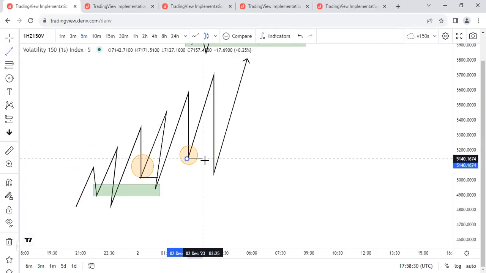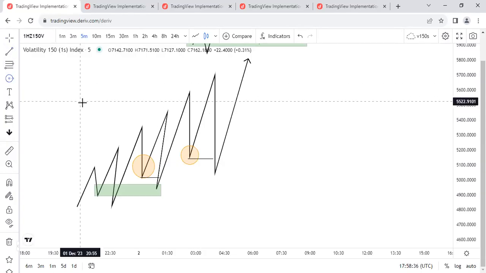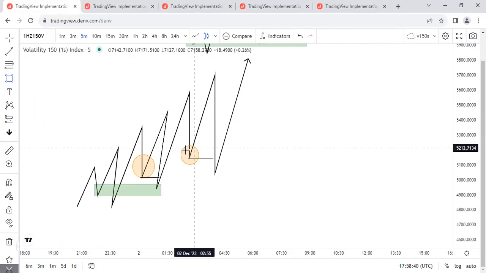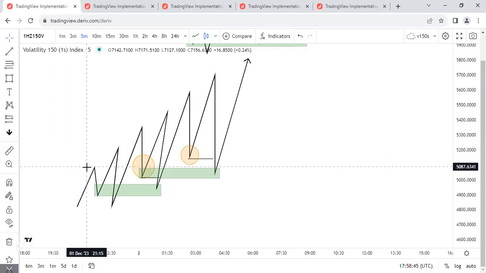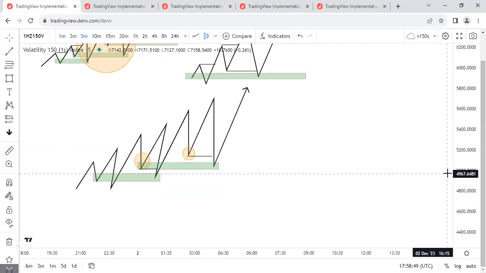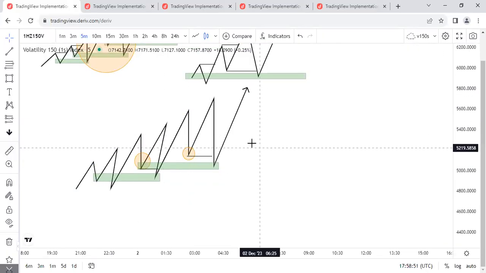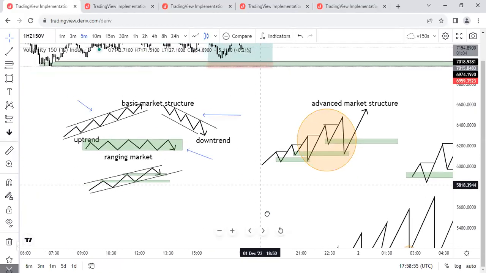Because what is the market doing? The market is taking them out to use them as liquidity to continue to the upside. That's what the market is doing. Can you see? That is the advanced market structure for you guys. This is the secret. This is what you need to understand in the market. This advanced market structure, okay, guys.